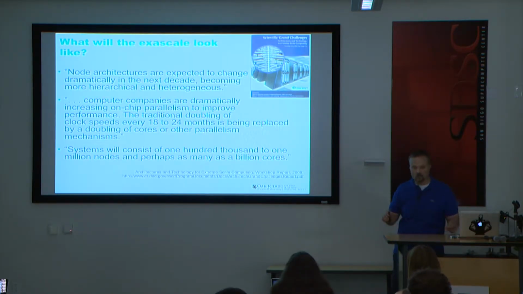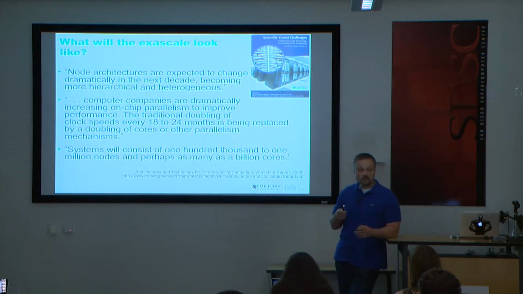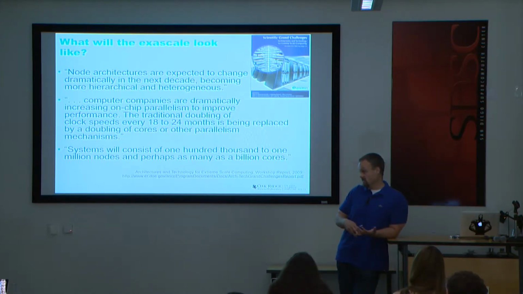So, with all this in mind, the question is, what is the next set of big computers going to look like? Well, as the DOE likes to do, they had a series of workshops where people tried to peer into their crystal balls and figure that out. And there's a handful of quotes here. Node architectures are expected to change dramatically in the next decade, becoming more hierarchical and heterogeneous. That means you're going to have more things on a node than a regular old CPU, things like a GPU, things like a Xeon Phi, maybe something else.